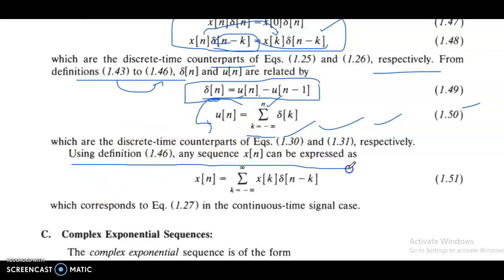any sequence x[n] can be expressed as x[n] = the summation over k equal to minus infinity to plus infinity of x[k]δ[n − k].